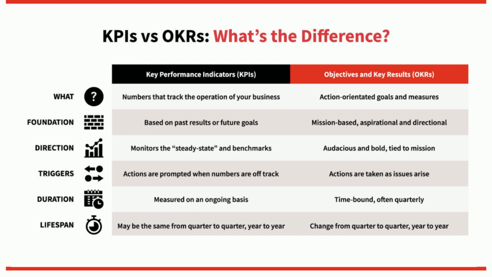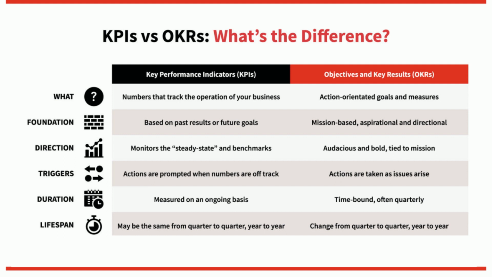OKRs, on the other hand, are a goal-setting framework that companies use to align their teams and track progress towards their goals. They consist of an objective and a set of key results. The objective is a specific and ambitious goal, and the key results are metrics that measure progress towards that goal. The main difference between the two is that OKRs are broader and more comprehensive than KPIs.